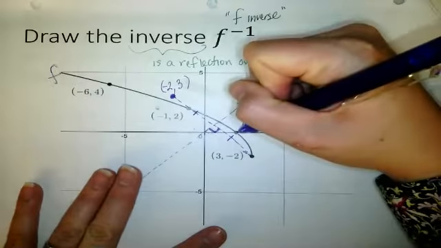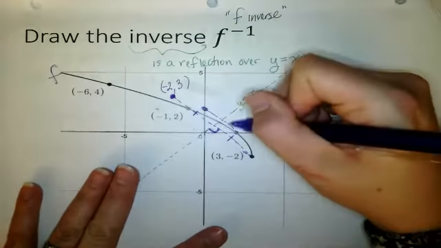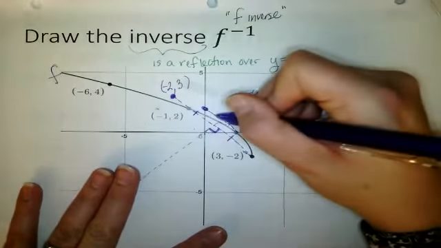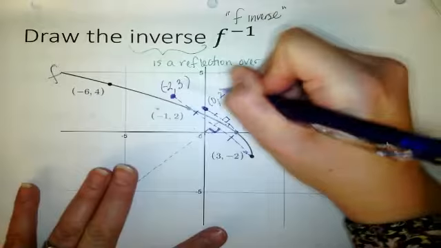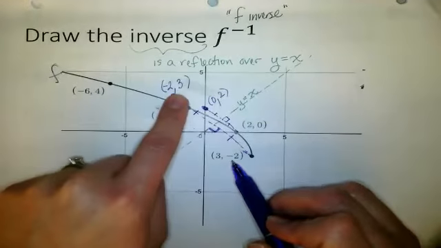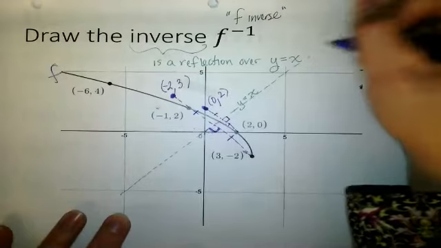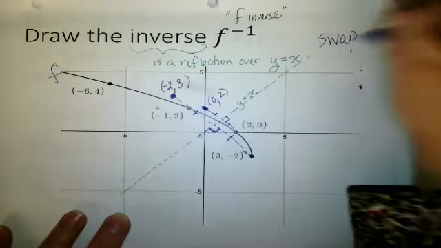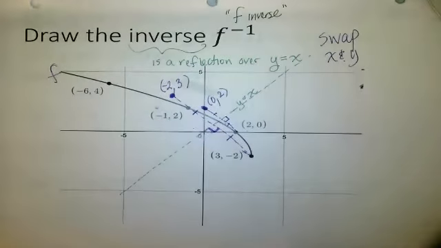This point at 2, 0 would reflect to right here, perpendicular to that line of reflection and the same distance away. What point is that? 0, 2. So what's happening to these ordered pairs? They're switching, right? That is the Great American Swap. All the ordered pairs do is swap. And so that's the rule of thumb when we do inverses: the ordered pairs just trade places.